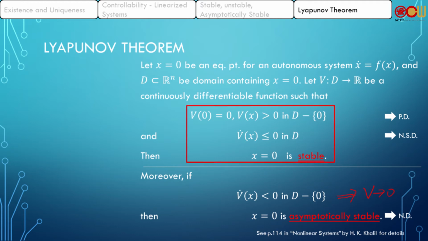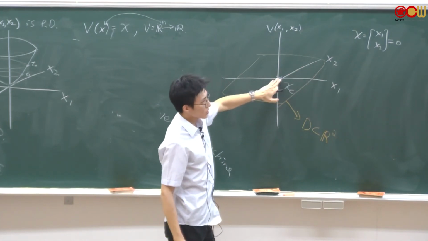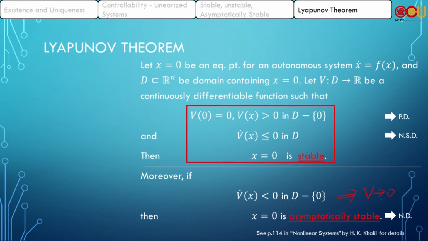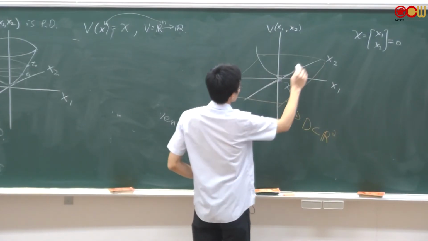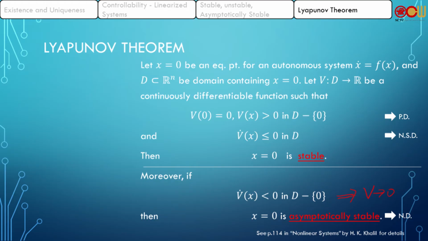Okay. So the condition for V is V(0) equal to 0, and V is greater than 0 elsewhere. This is PD, the requirement for a PD function. Anywhere in this domain, excluding the origin, the value of V(x) has to be greater than 0. And in this case, if you can find this V and you know the derivative of V is negative, it means the V value always decreases.